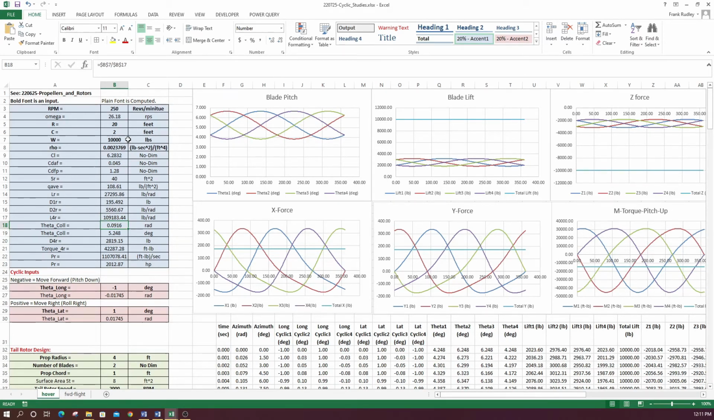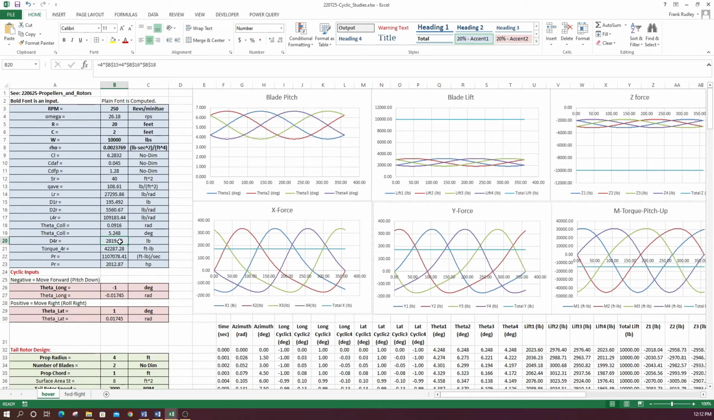The weight of the aircraft and everything in it, and everything it might be lifting, is 10,000 pounds. So all we do is take the 10,000 pounds and divide it by this. That gives us 0.0916 radians, so we have to have 5.24 degrees of collective pitch on all the blades to be able to lift 10,000 pounds. That's a good way to figure that out. So the collective pitch is basically a function of weight in this analysis.